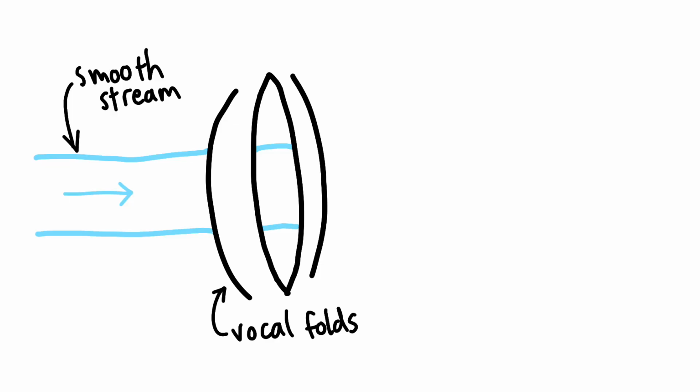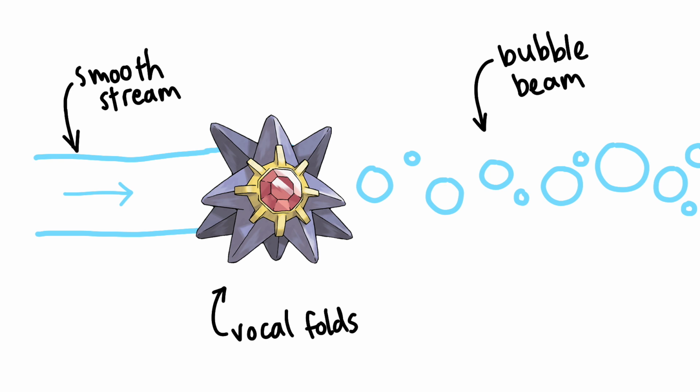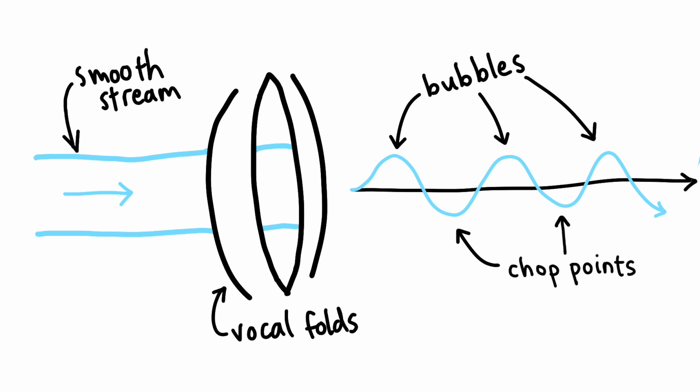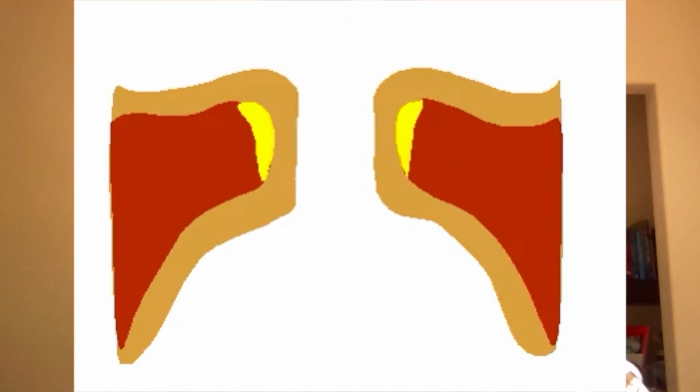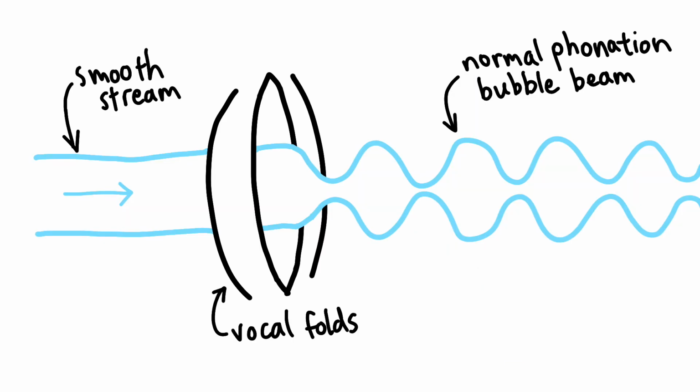You can think of your voice as basically a smooth stream of air getting chopped up into a bubble beam by your vocal folds, where the rate of the bubbles determines the fundamental pitch of your voice, each bubble representing a peak in the sound wave. Here's an animation of the vocal folds at work during normal phonation. This suggests a bubble beam that looks like this.